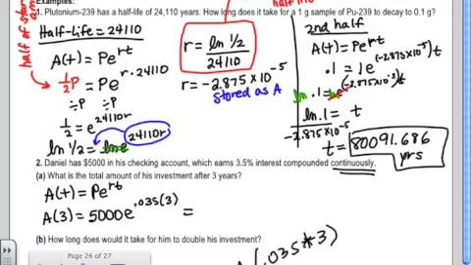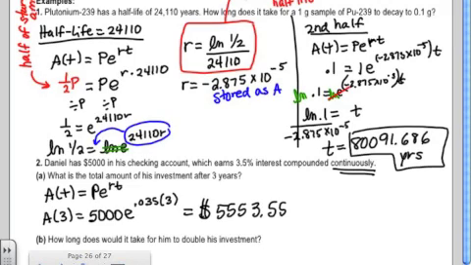What'd you guys get? 5,553? You get that? Yep. Okay, then the question is, how long would it take for his investment to double? So in these problems, it actually doesn't even matter what he started with. You were given that he started with $5,000. So when you're talking about it doubling, your amount would be 10,000, right?